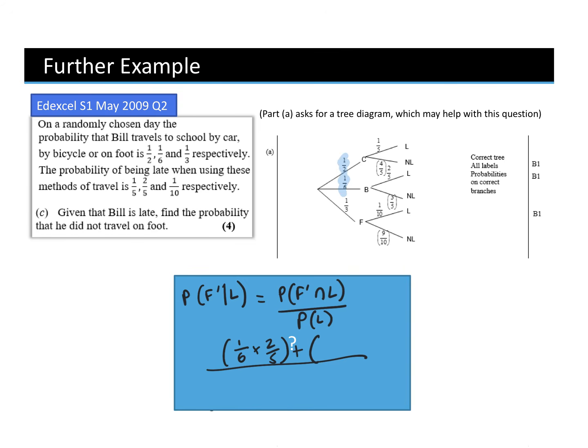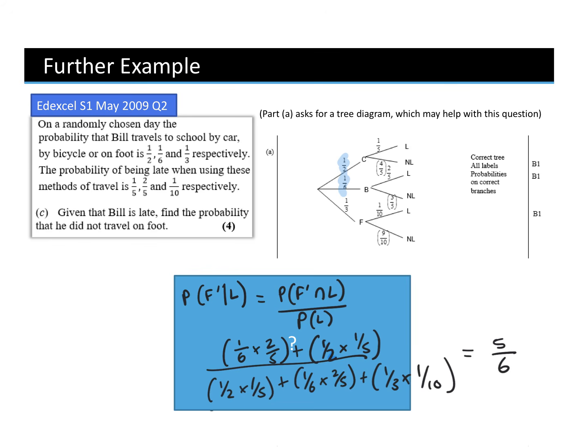is a half multiplied by being late, which is 1/5. And then we're going to divide that by the total probability of being late, which we know is going to be a half times 1/5 plus a sixth times 2/5 plus a third times 1/10. I'm going to put that all into my calculator and my answer is 5/6. Alternatively, I could have just done 1 minus the probability that he is on foot given that he is late.